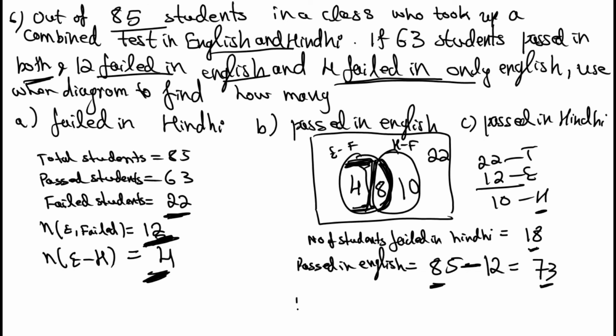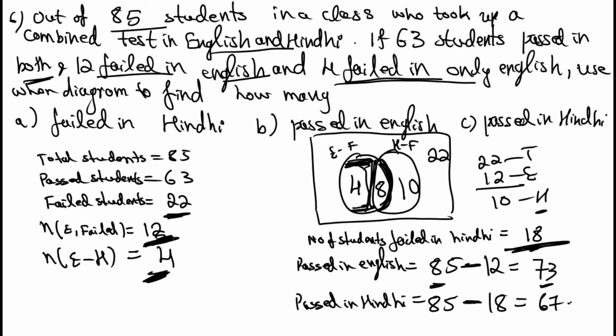Okay, next passed in Hindi. It's equal to, see 85 students are there, total 85 students minus how many students failed in Hindi? Number of students failed in Hindi equal to 18. 85 minus 18, it's equal to 67. Total number of students minus number of students failed in Hindi, that gives number of students passed in Hindi. So it's equal to 67. So this is the answer and Venn diagram for the given question.